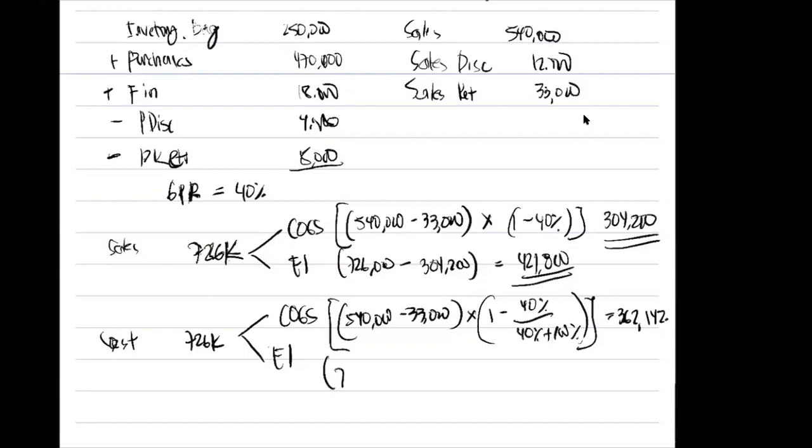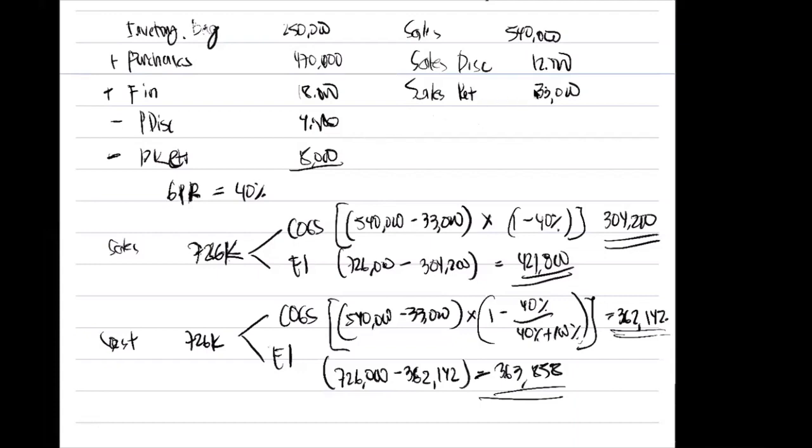And then our ending inventory is equal to 726,000 less 362,142. We have 363,858. Okay. So that's how we will estimate your inventory. That is the amount of our estimation on your ending inventory and cost of goods sold.